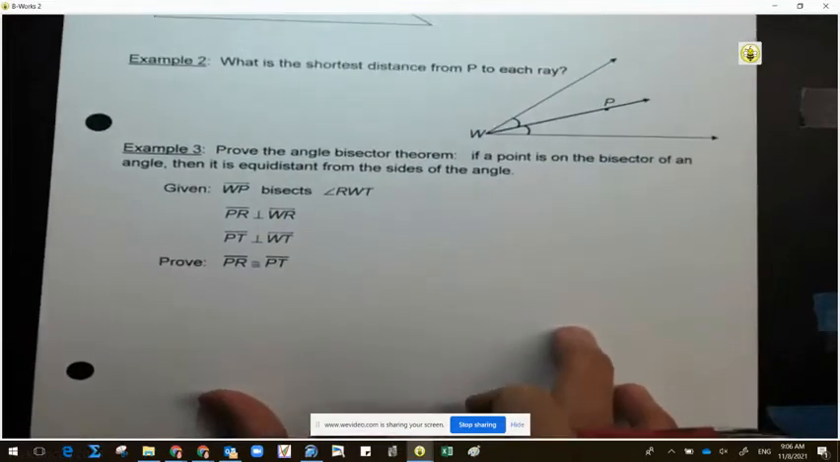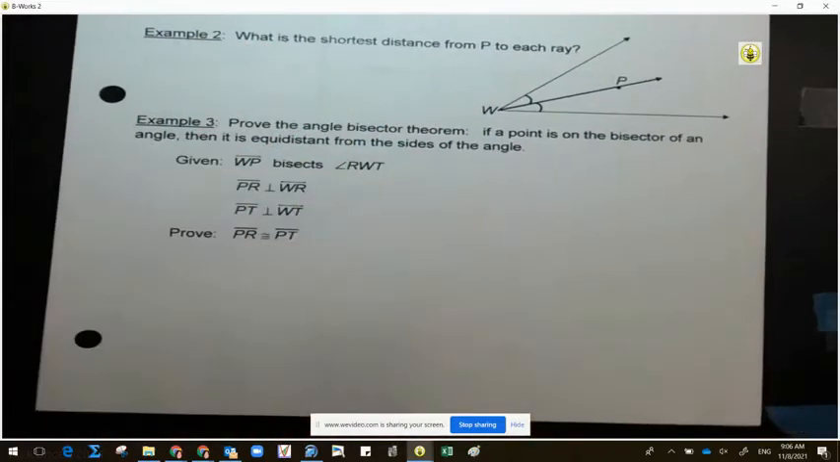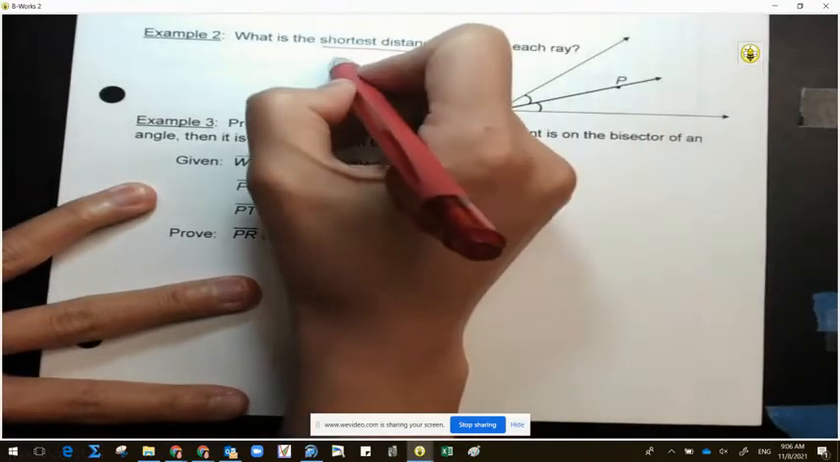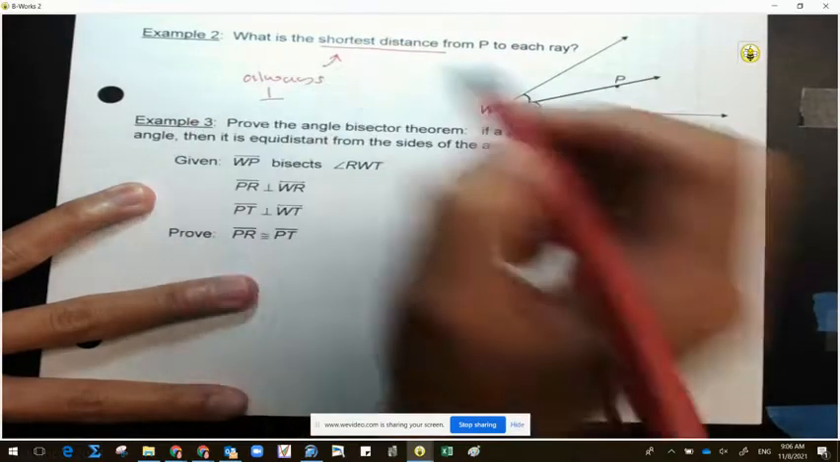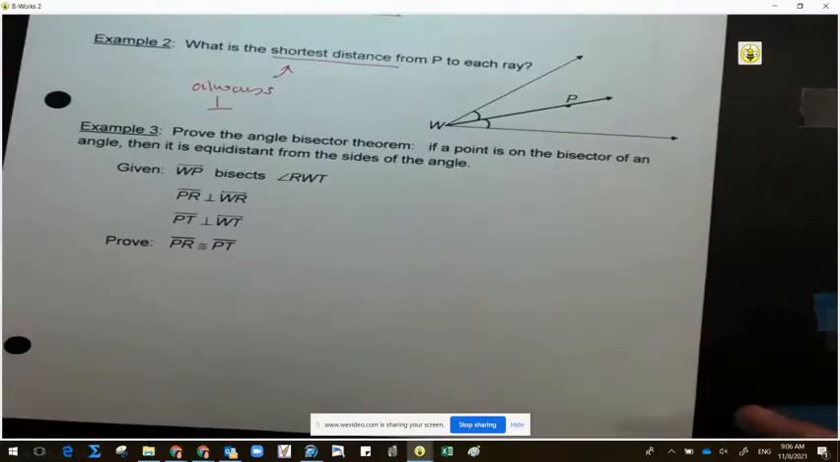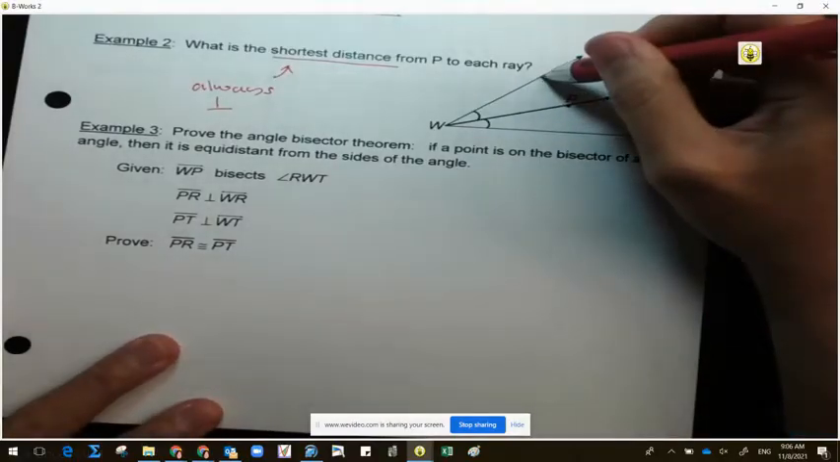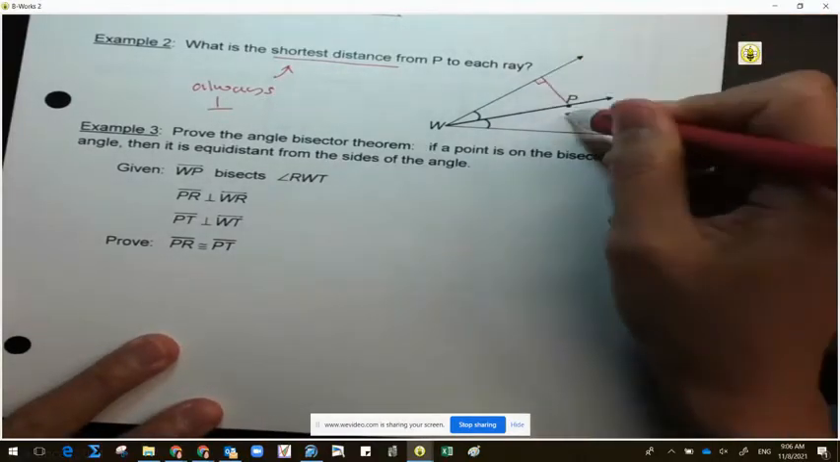I'm going to go straight to example number 2. Atkins, go ahead and read example number 2, please. What's the shortest distance from P to each other? So the shortest distance is always perpendicular. So if you would, from point P, make a line that is perpendicular to the other side, for both actually.